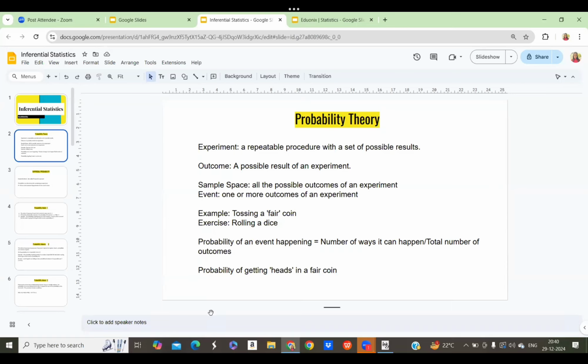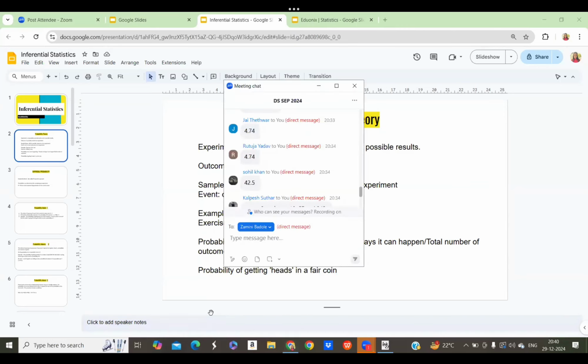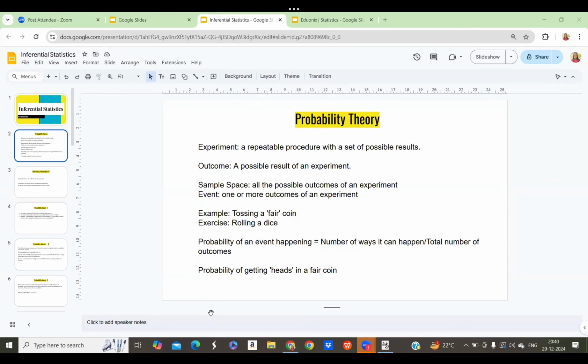Okay. So we'll start with the probability. So before starting, can you tell me what is probability? What is probability? Possibilities. Possibility.